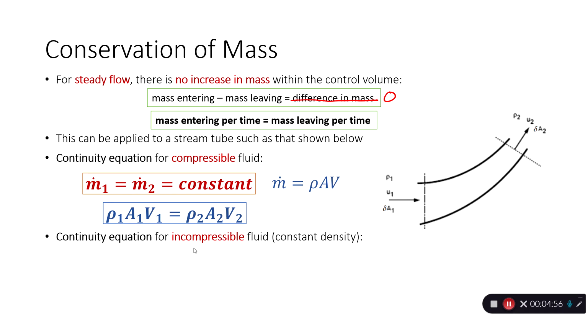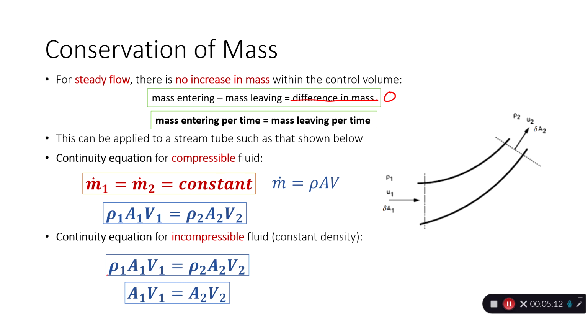For example, this is an ideal fluid, let's say water. In that application, its density remains constant. So we can simplify this equation. From rho A V1 equals rho A V2, we can cancel out rho because it's constant. It will not affect this equation. So you're left with A1 V1 equals A2 V2 in this equation at the bottom here.